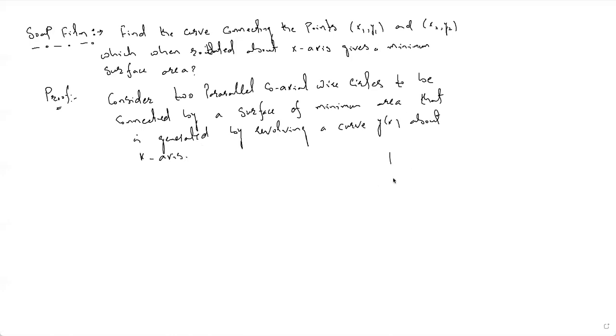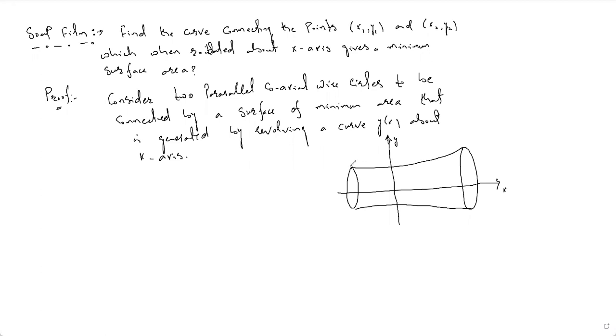So let me say that if this is my y-axis and this is my x-axis, the two parallel coaxial wires, I am going to make them like this, right? Fine. So these are the two parallel coaxial wires, and let me just draw it first like this. So these are the two points here, x1, y1, and this is another point, x2, y2. This is actually a curve, y of x, so we need to rotate.